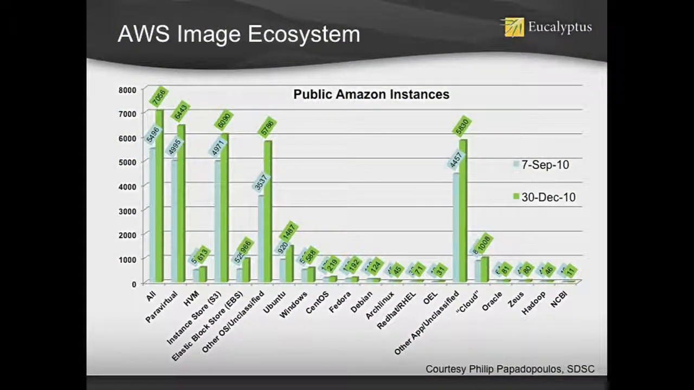This is due to Phil Papadopoulos, a friend of mine and a researcher at San Diego Supercomputer Center. He did a survey of the number of free images inside Amazon's AWS today. He did the survey on September 7th, and he did it again, in green, on December 30th. It's 6 months later. I don't have more current data for you. Almost 8,000 free images in December, probably north of 9,000 today, if you look at that growth curve.